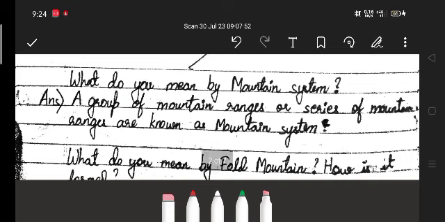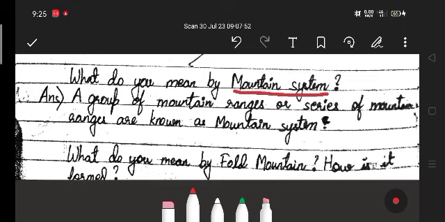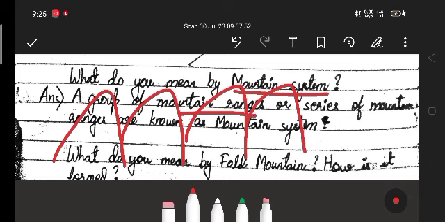Before studying the types of mountain, it is very important for us to know what a mountain system is. A group of mountain ranges or series of mountain ranges is known as a mountain system.